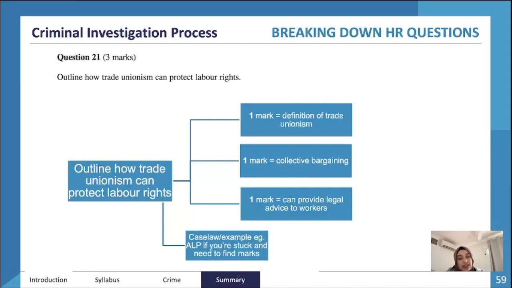Have a think about it. And then you can also integrate a case law example. For example, Australian Labor Party, if you're stuck and you need to find marks, that can be a good way to still get those marks. Okay, so again, have a think about how you would approach this. I'll give you a bit of time to answer that one, and then we can go from there.